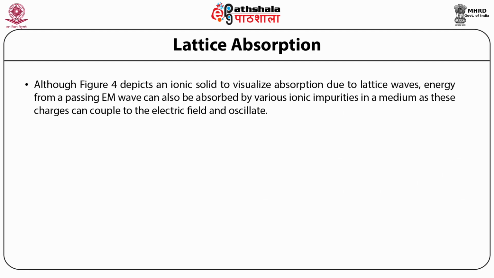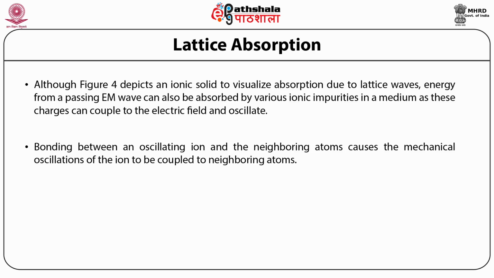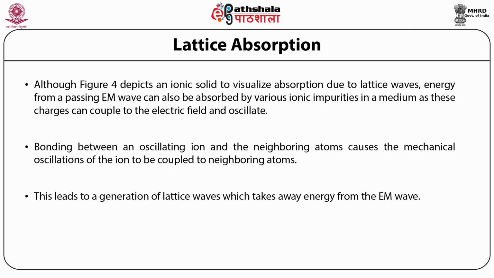Although figure 4 depicts an ionic solid to visualize absorption due to lattice waves, energy from a passing electromagnetic wave can also be absorbed by various ionic impurities in a medium, as these charges can couple to the electric field and oscillate. Bonding between an oscillating ion and the neighboring atoms causes the mechanical oscillations of the ion to be coupled to neighboring atoms. This leads to the generation of lattice waves, which takes away energy from the electromagnetic wave.